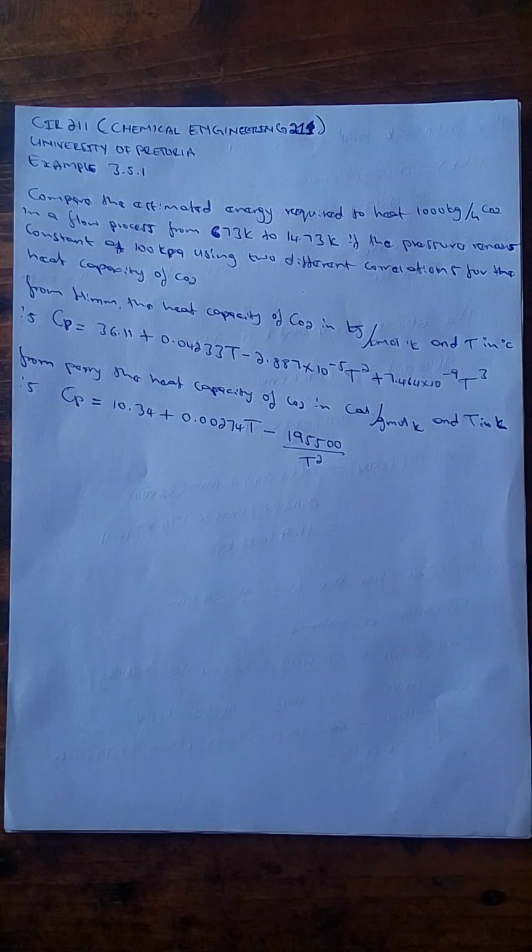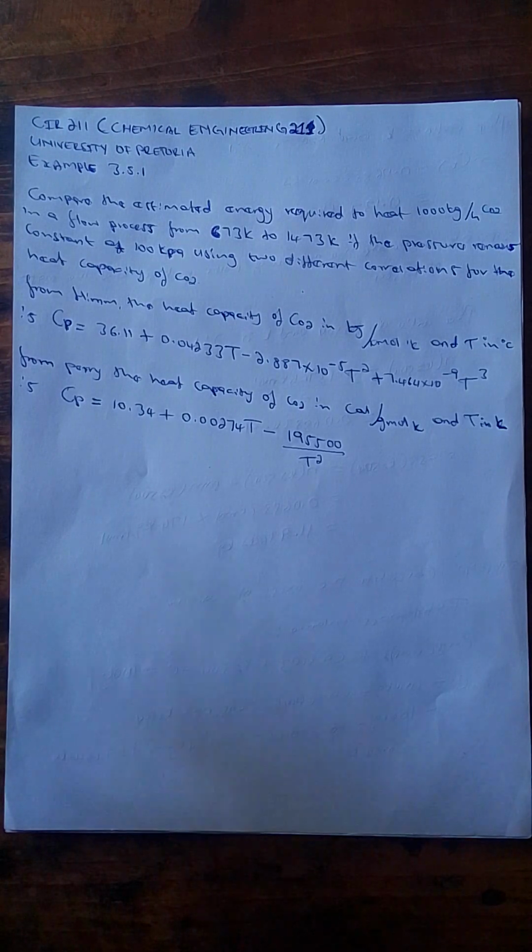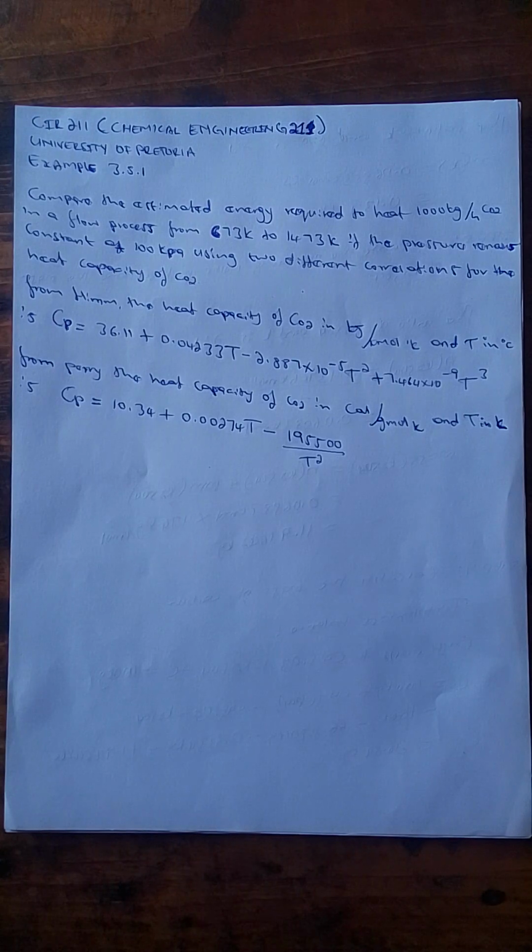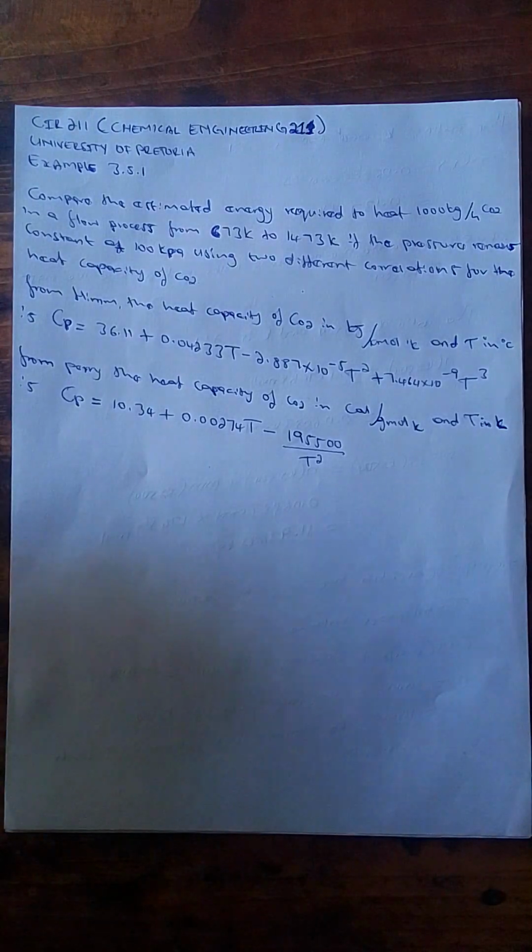It says from Himmelblau, the heat capacity of CO2 in kilojoules per kilomole Kelvin and temperature in degrees Celsius is Cp is equal to 36.11 plus 0.04233 T minus 2.887 times 10 to the power minus 5 T squared plus 7.464 times 10 to the power minus 9 T cubed. Now it then brings the Perry.